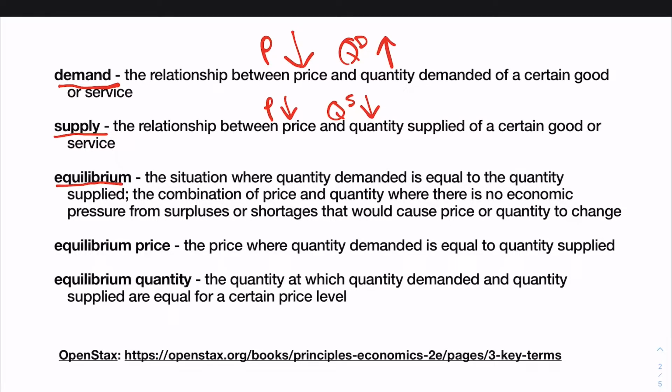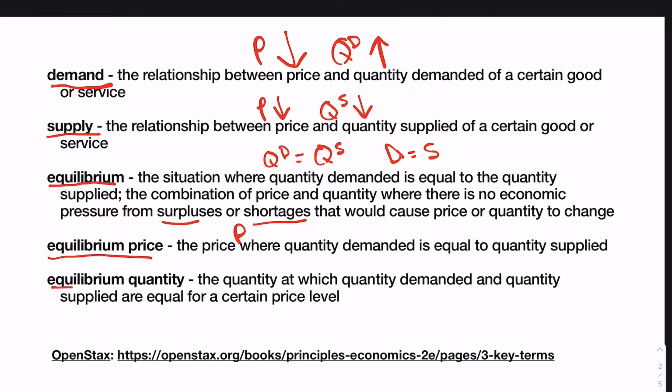Equilibrium is when we bring demand and supply together. This happens when quantity demanded is equal to quantity supplied. And at this point, we'll also see demand equal to supply. When they are not equal is when we can get surpluses and shortages, and for that you'll learn about in another video. Equilibrium price is the overall price, or P, when quantity demanded equals quantity supplied, or when demand equals supply. Equilibrium quantity is the quantity when quantity demanded is equal to quantity supplied.